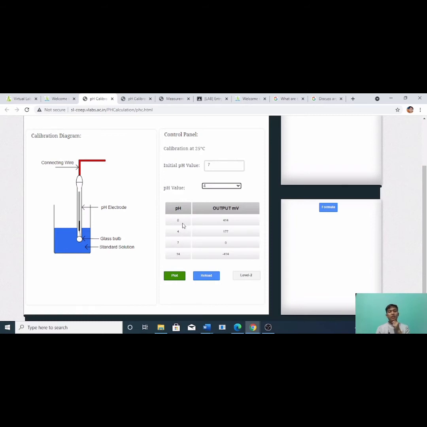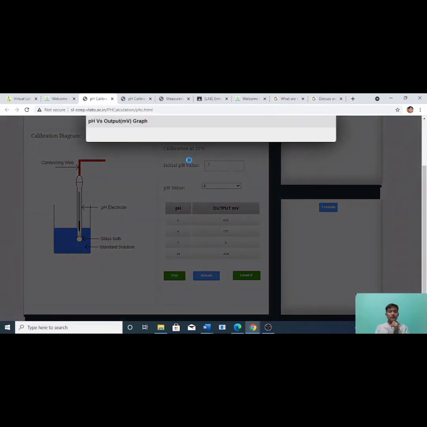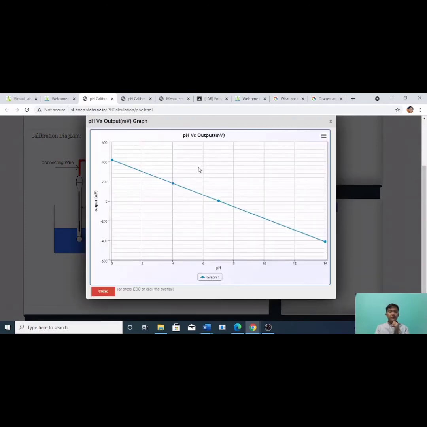If we select 0, that will give us 414 output mV. If we select 4 pH, we will get 177 output mV. Now if we select 7, we would get 0 output mV. And if we select 14, we will get negative 414. So this is the plot, the plot of our diagram, of our data.